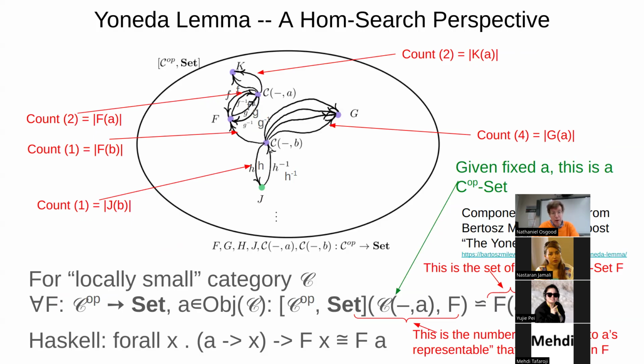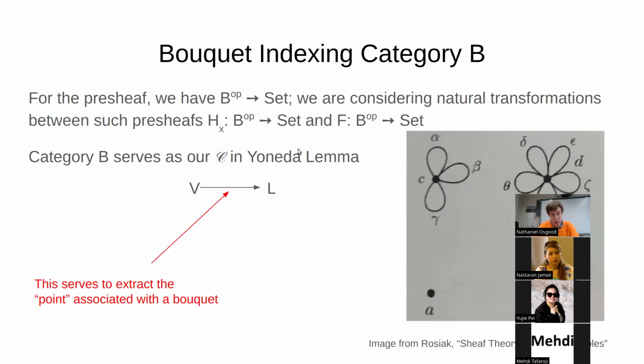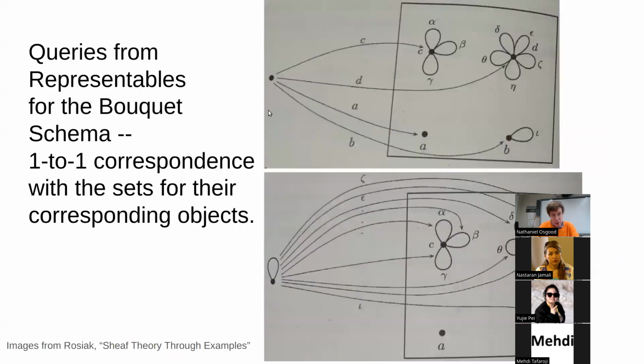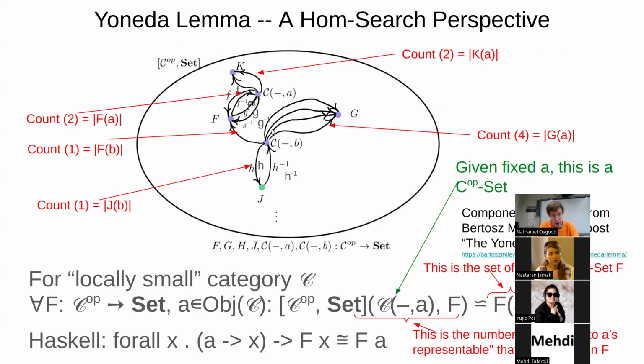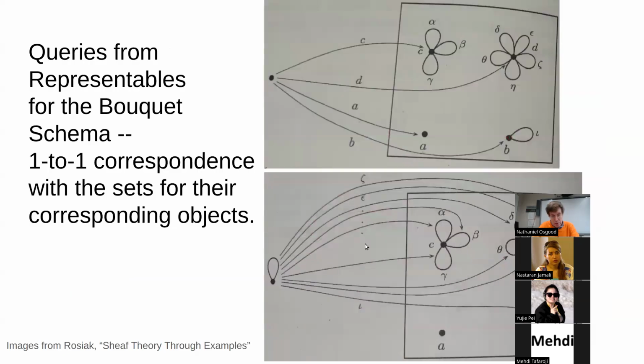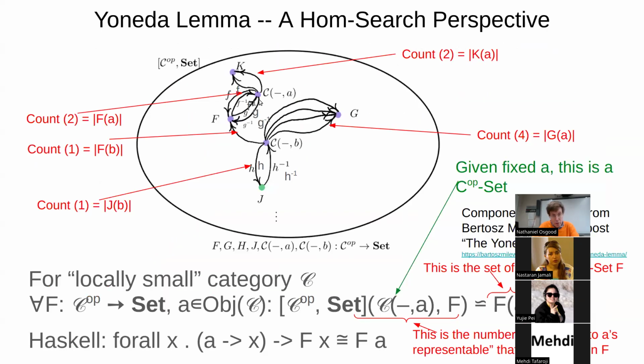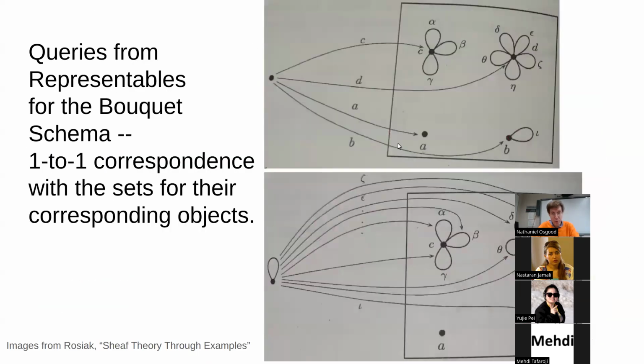And I'm telling you that in this category, where each of these is a dot, like for bouquets, each of these is a bouquet. Maybe this one here is this one. And maybe CA is this one. Those are bouquets. And these are bouquet homomorphisms, right? This is a bouquet homomorphism.